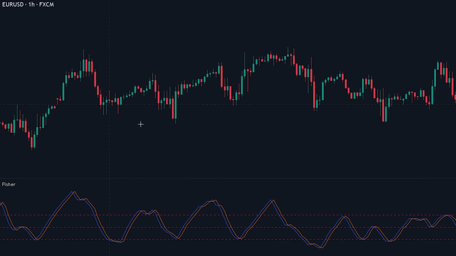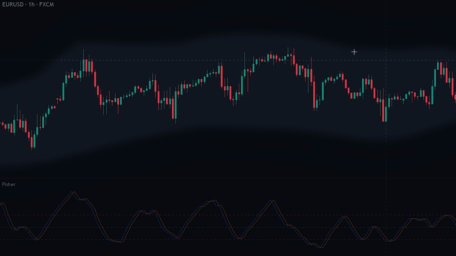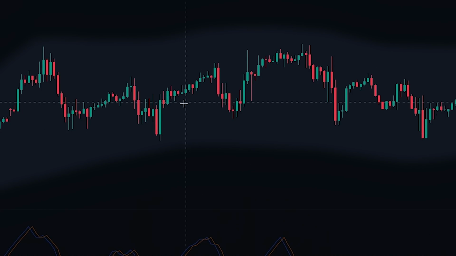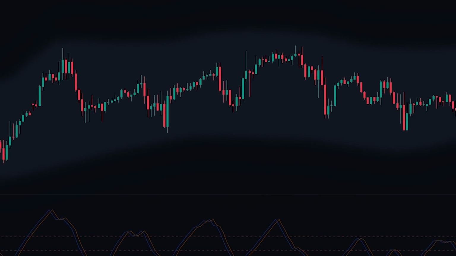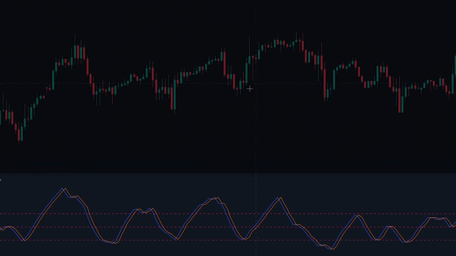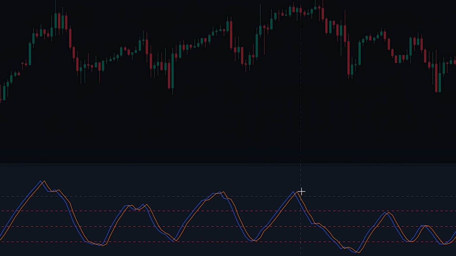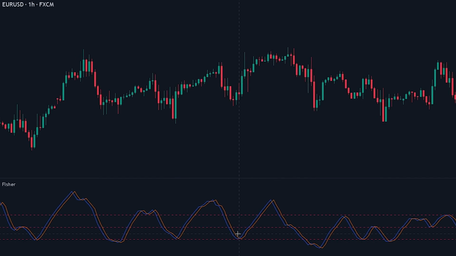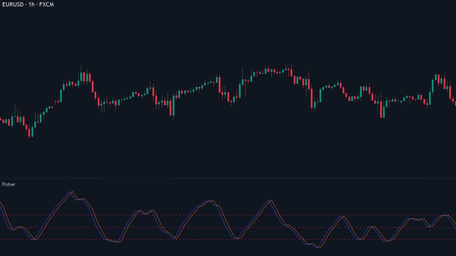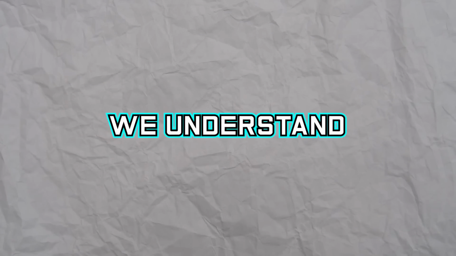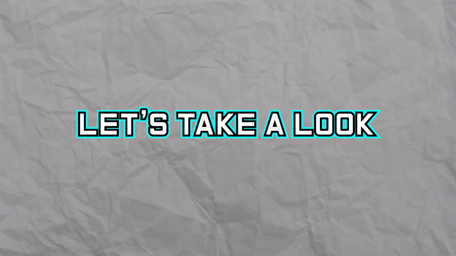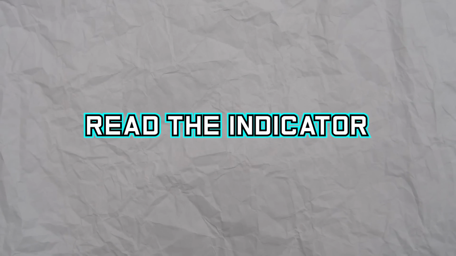As you can see here, the price action is very choppy and ranging. This makes it hard to spot the times when the price is making highs or lows. However, if we take a look at the Fisher Transform indicator, we can see clear movements, making it easier to know what direction the price action is moving in. This is the essence of the Fisher Transform indicator, normalizing the price action and making it easier for us to read. Now that we understand how the indicator works, let's take a look at how we can read the indicator.